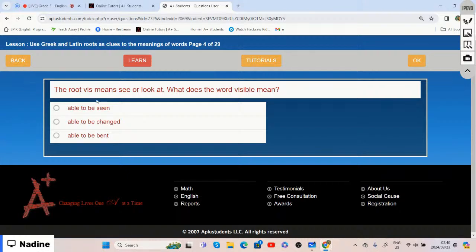Then it says the root vis means to see or to look at. What does the word visible mean? Is it able to be seen, able to be changed, or able to be bent? Visible.